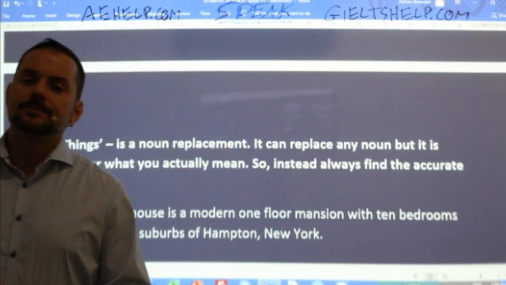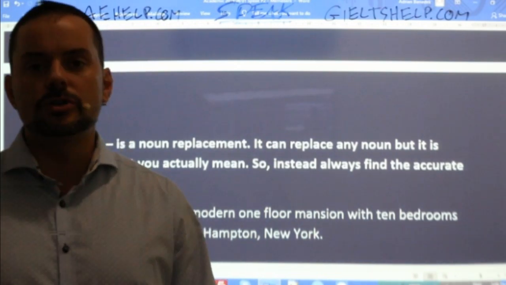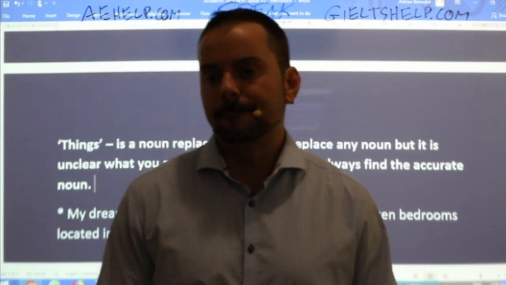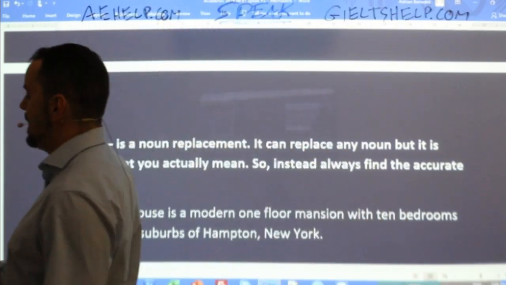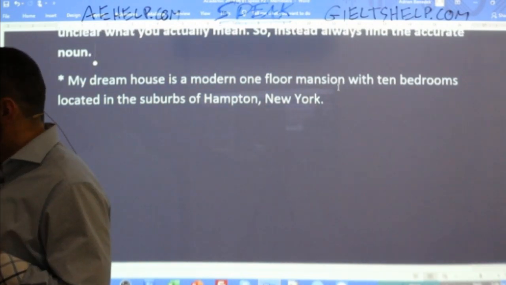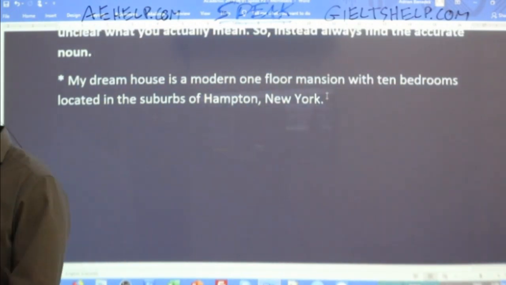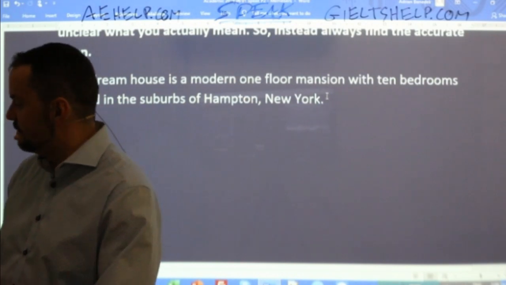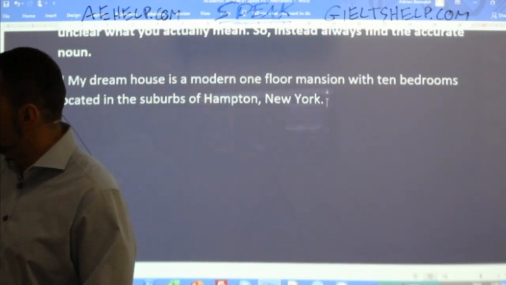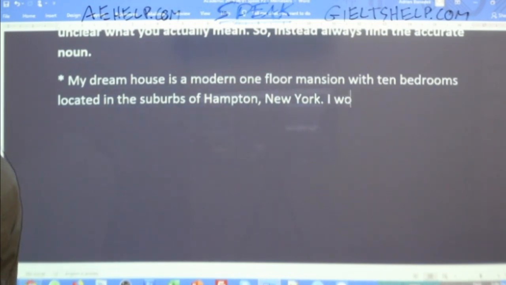Think about it. Visualize, students. Use your notes. How big is your house? Give me an answer for that. So let's go back to our response now. So my dream house is a modern 1-floor mansion with 10 bedrooms located in the suburbs of Hampton, New York.